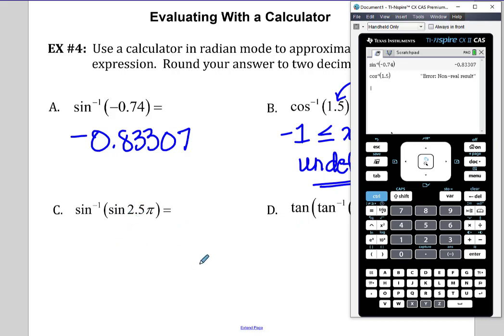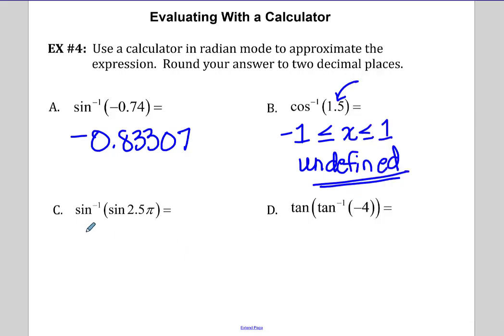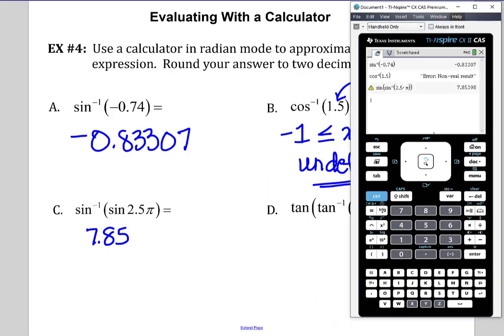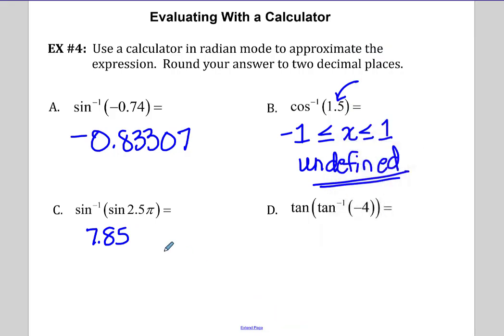And then this one, sine inverse of sine of 2.5. So there's a couple of ways we can approach that. Either straight with the calculator, sine of the sine inverse of 2.5 pi, and the calculator tells us that's 7.85. So think about it that way. It's 7.8539.